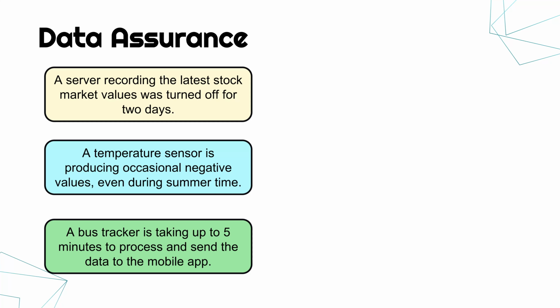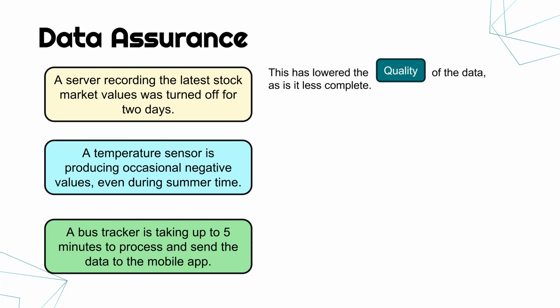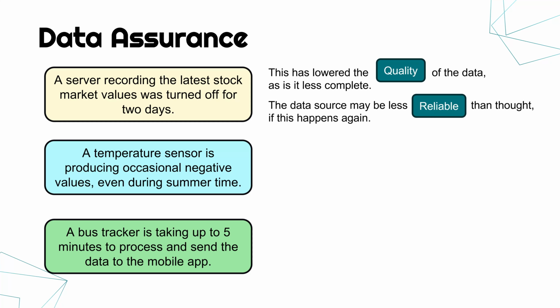So if I have a server recording the latest stock market values and it was turned off for 2 whole days, that is going to impact the quality of it because it's going to be less complete because I'm missing 2 whole days of data. This also might mean it's less reliable than I thought because there's a risk that if it was turned off for 2 days, this could happen again in the future. I perhaps can't trust it to the same extent that I could previously.